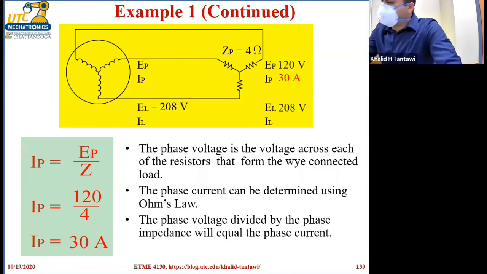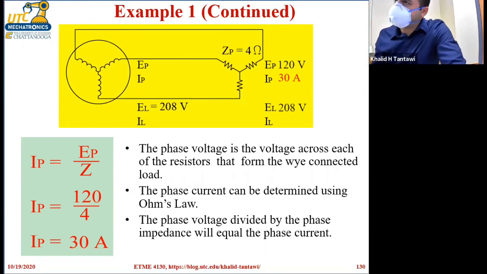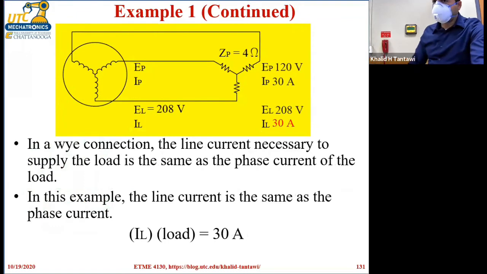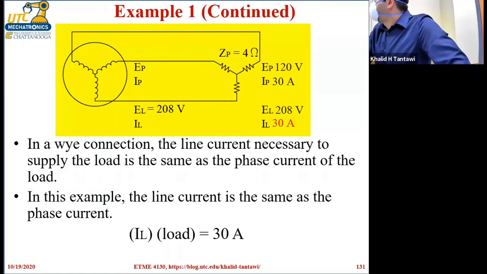So what is going to be the line current? You have here a Y connected network, right? And we said what is the rule for I line? It is equal to I phase. So for a Y connected network, I line is equal to I phase. That means the line current is going to be equal to 30 amps as well.